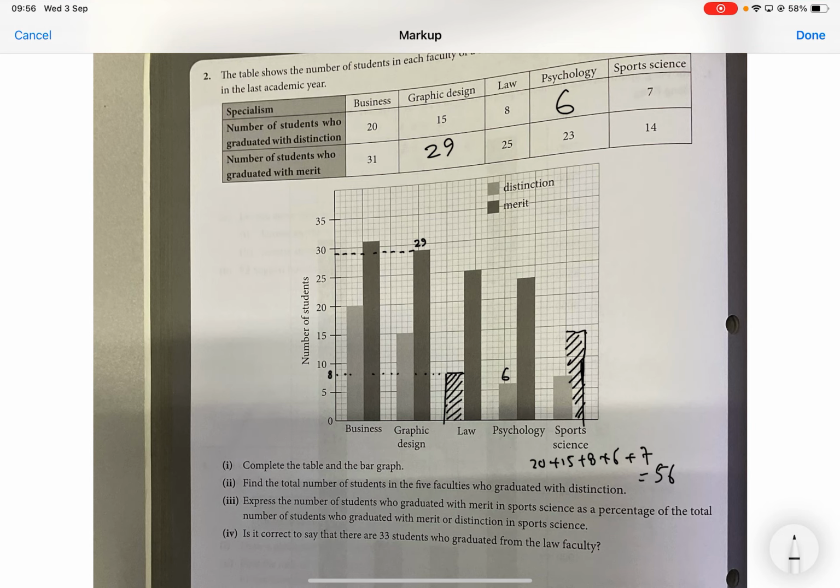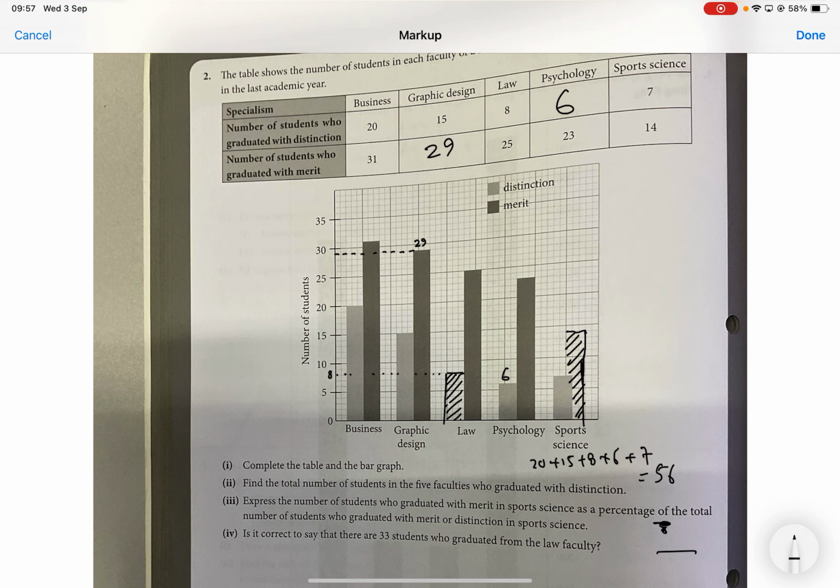Okay, back to percentage again. Number of students who graduated with merit in sports science as a percentage of. So remember, whenever we see percentage of, what comes after of is our 100% or our base. Okay? So the total number of students who graduated with merit or distinction. So the total merit plus distinction is our base. It will form the base in my 100%, the bottom.